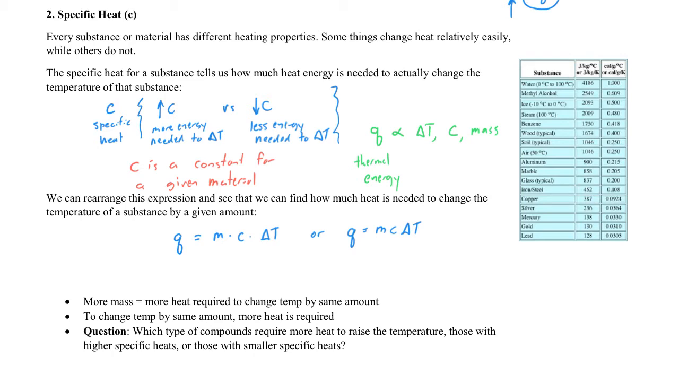Now, this makes sense, right? The more stuff we have, the higher the Q. The different type of stuff we have will change the Q as well, and the change in temperature will also affect Q. So a greater change in temperature will mean more energy, and a lower change in temperature will mean less energy. So with this equation in hand, where we can calculate Q for different types of substances, let's go to the next page and try out a few examples.